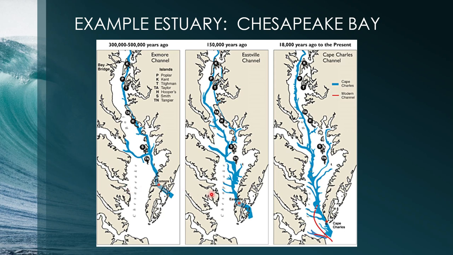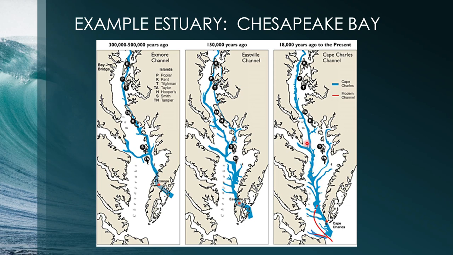150,000 years ago, we see some slight changes. We see that the river has actually moved a little bit to the south, and rivers move, so that's not surprising. And then about 18,000 years ago, this is where we see that the river valley moved south to the mouth of the current Chesapeake Bay. And you can see that this river kind of mirrors what we see in the Chesapeake Bay now.